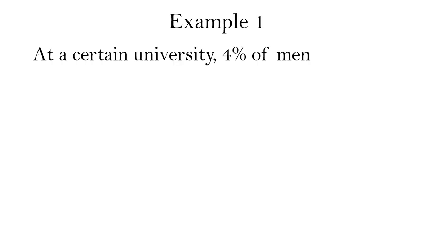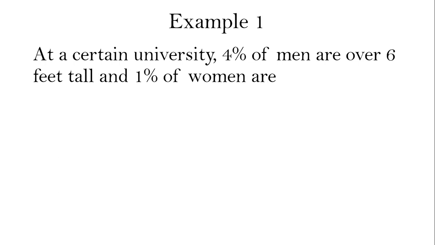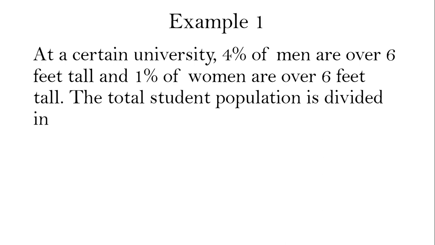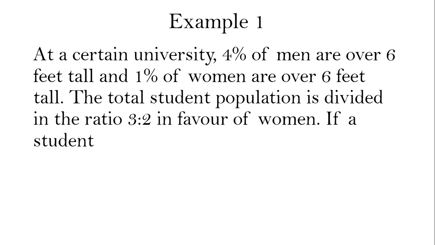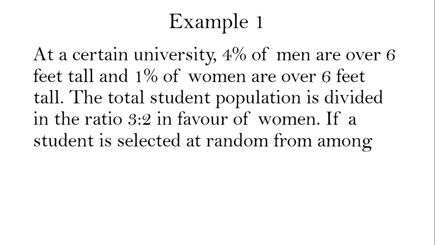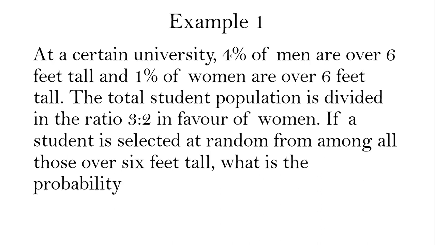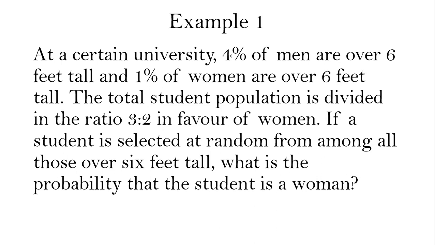The question says, at a university, 4% of men are over 6 feet tall and 1% of women are over 6 feet tall. This looks to me like a scenario in which we would use the special case of Bayes' theorem. We have a sample set of university students who can either be men or women. If they say 4% of men are over 6 feet tall, what are we looking at? We have two events. We either have a man or a woman.